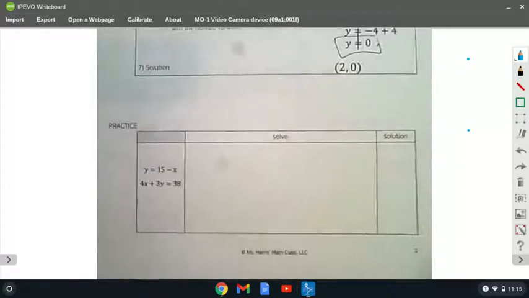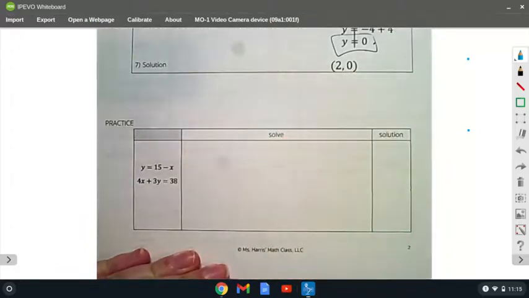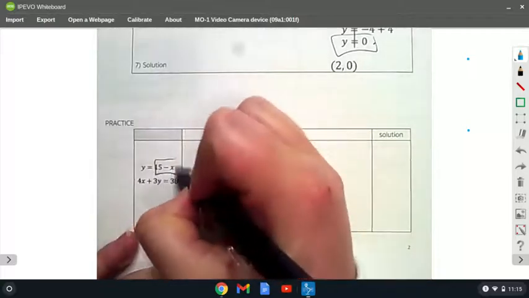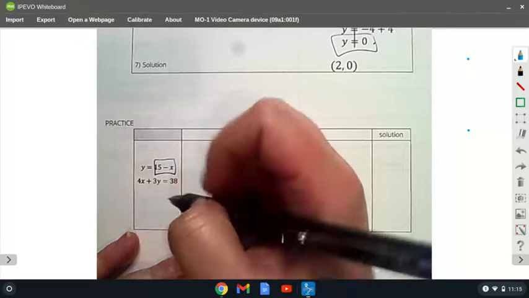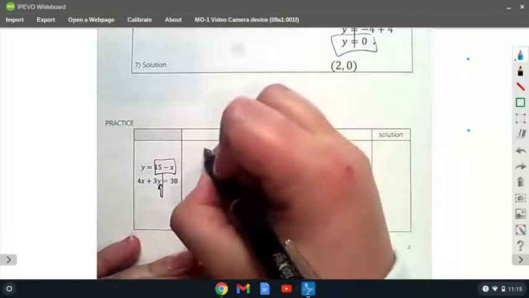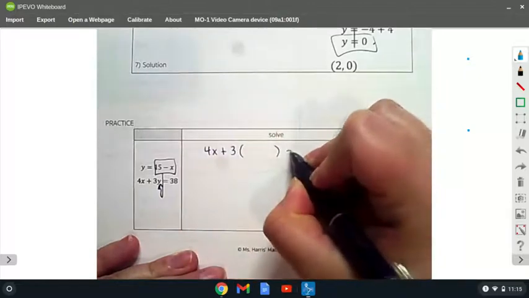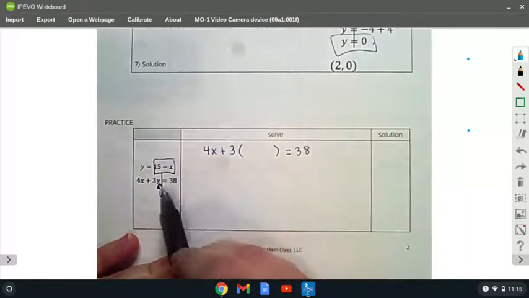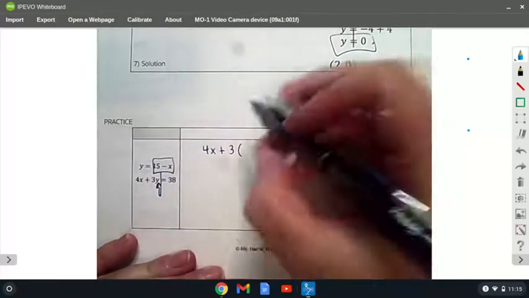I'm going to do an example here. So if I have these two equations, the first step is I want one of them isolated for a variable. I have that. Y is isolated here. So this 15 minus x is equal to y. So I want to take it and plug it into y in the other equation. So I'm going to write down this other equation, and I'm going to leave room for my new y. So instead of putting a y next to the 3, I'm plugging this in because this is equal to y.